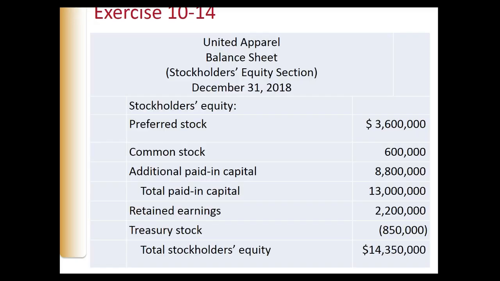So the stockholders' equity section will show the preferred stock of $3,600,000, the common stock of $600,000, and the additional paid-in capital of $8.8 million to give us a subtotal of total paid-in capital. Then we will show our retained earnings of $2,200,000, and then we reduce our treasury stock, minus $850,000, for a total stockholders' equity of $14,350,000.